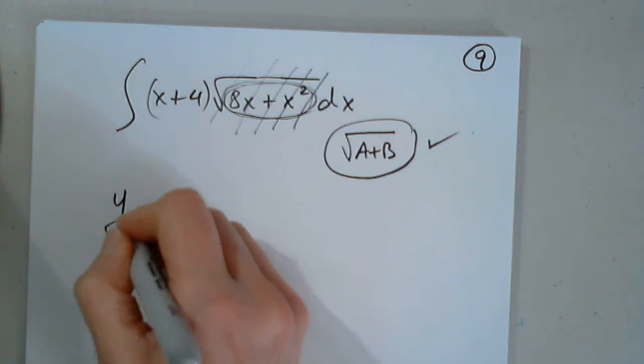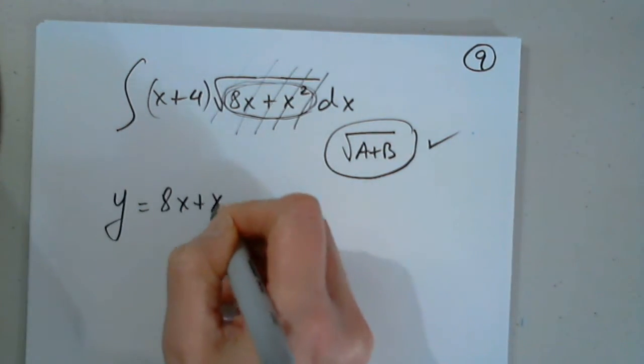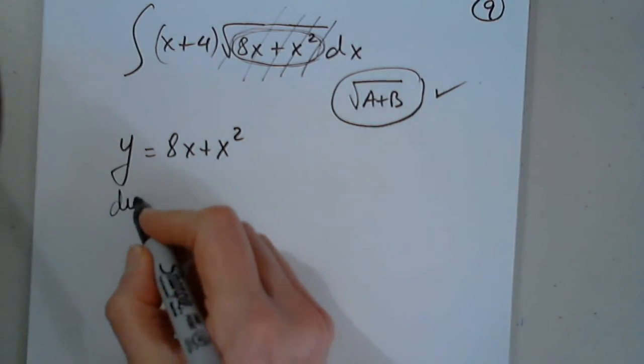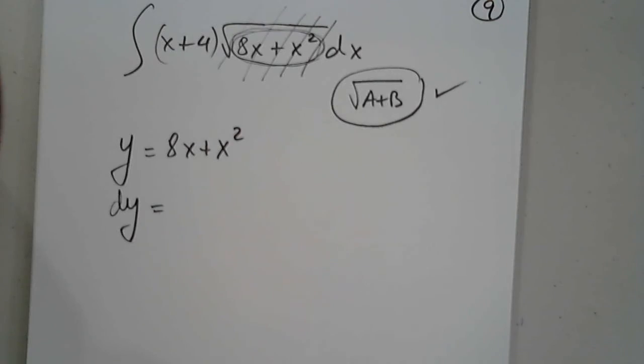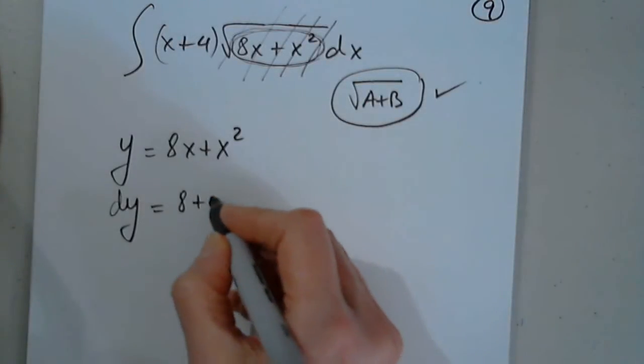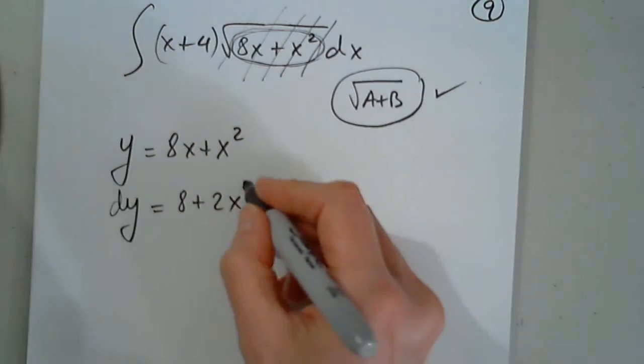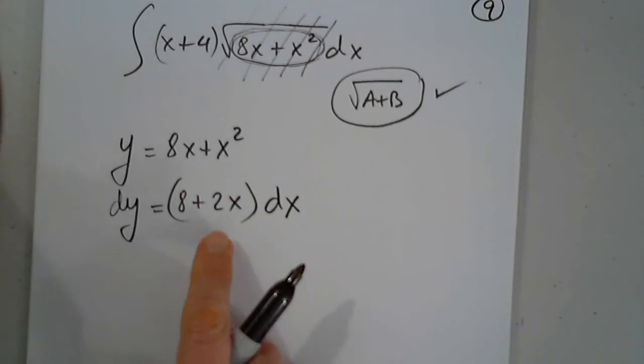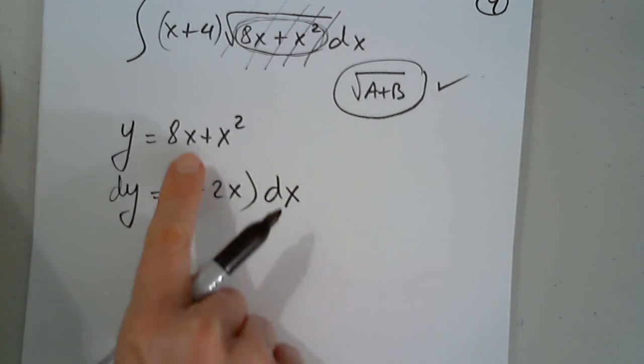So, I'm going to say let y be 8x plus x squared. But I cannot change the integral into y unless I have dy. So this will be 8 plus 2x. Of course, I cannot forget dx. And I notice something here.